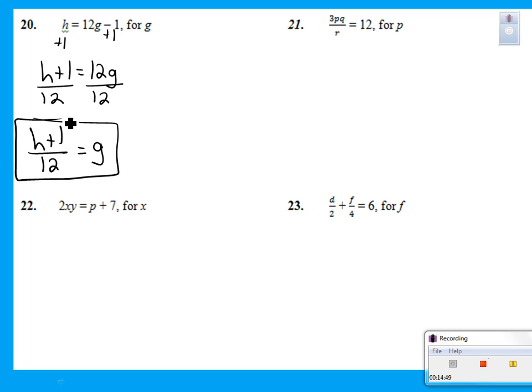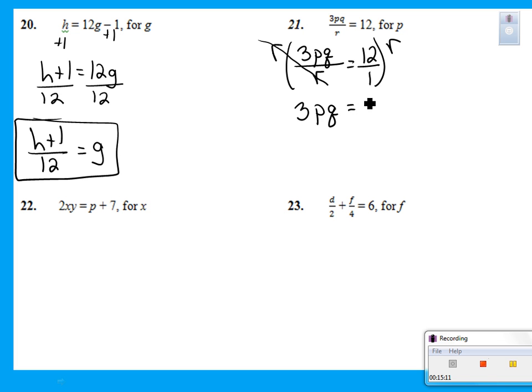On number 21, I'll ask it again. What do you not like about number 21? It's probably going to be the fraction. So this is 12 over 1. I'm going to multiply both sides by r. Well, once I do that, these r's divide out, so I'm left with 3 times p times q equal 12 times r. We're trying to get p by itself, so I'm going to divide both sides by 3q.